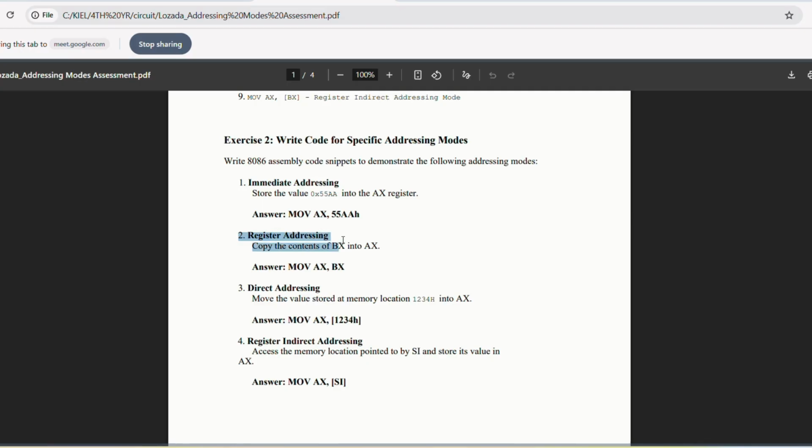Then for number 2, register addressing: copy the contents of BX into AX. So the answer is MOV AX, BX because this instruction takes the current value stored in the BX register and makes a copy of it inside the AX register. In other words, whatever number BX is holding at that moment is duplicated and placed into AX without changing the value inside BX.